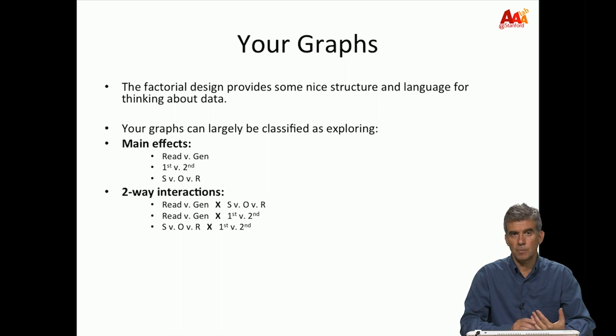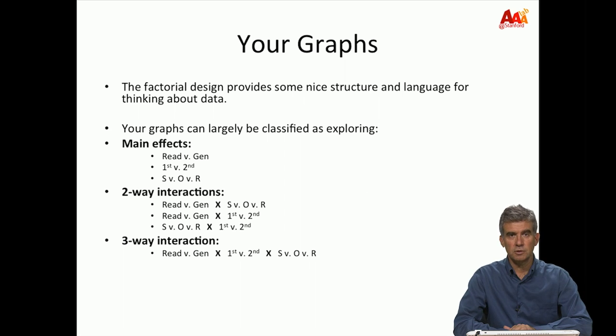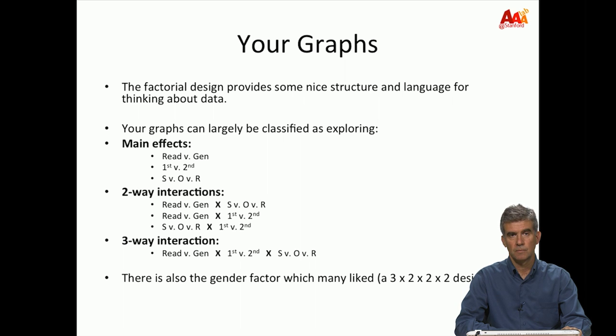So there you sort of compare it. You're getting four different values. How well did read do for the first word? How well did read do for the second word? How well did generate do for the first word? How well did generate do for the second word? And so on. And then there are the three-way interactions, or in this case there's only one possible, where you're actually looking at all 12 cells of the design simultaneously and trying to say, are there patterns that are more complicated than what the main effects and the two-way interaction show?